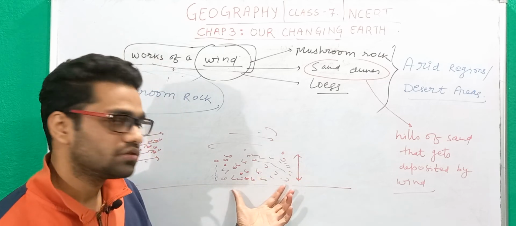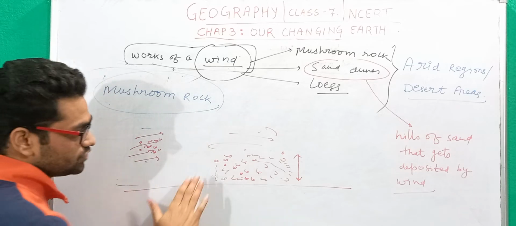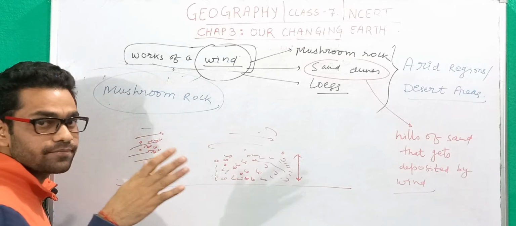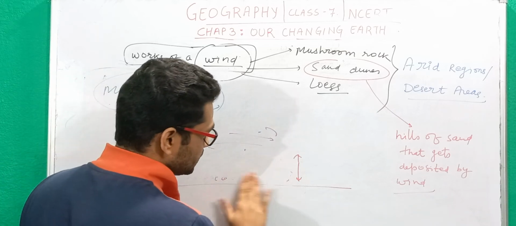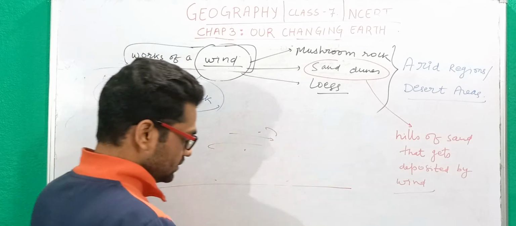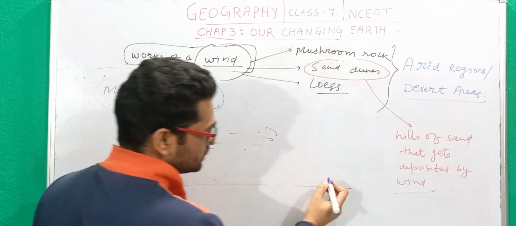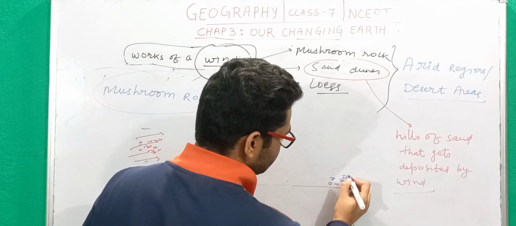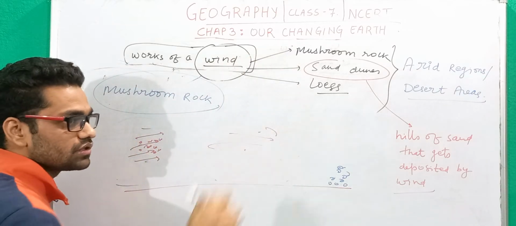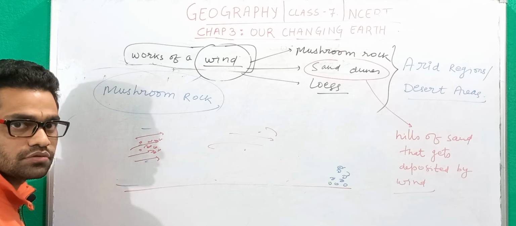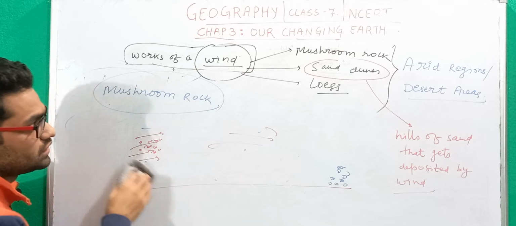This sand dune which you find here, after some time you will find that when a strong wind hits this sand dune, the sand of this hill will get carried away, and it will get formed elsewhere. So sand dunes are regularly shifting from one place to another place, and that depends on the speed of the wind. Okay, so this was about sand dunes.